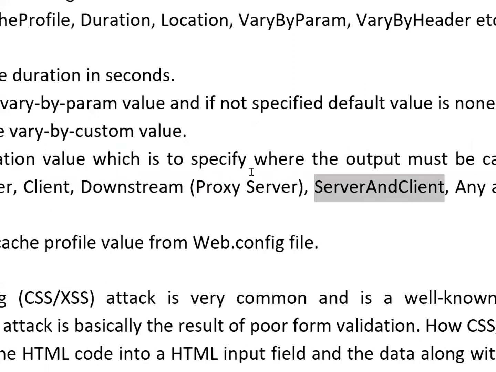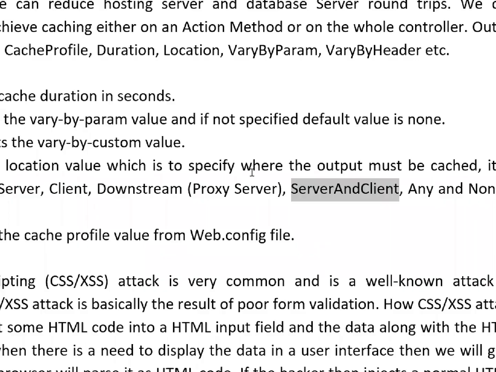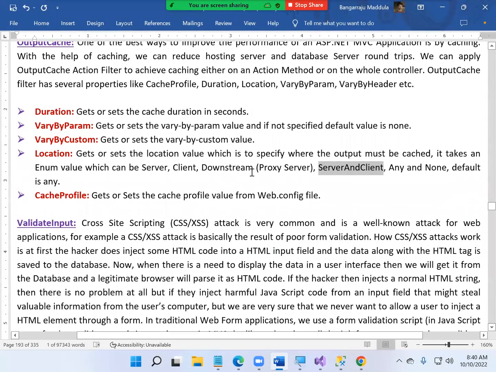Now, downstream. What is this downstream? Actually, we have a concept called load balancing. What is load balancing? It's a very important architecture that we adopt in web applications. We call it a web farm architecture. What is that web farm architecture? Basically, this is called load balancing. So what exactly does load balancing mean?